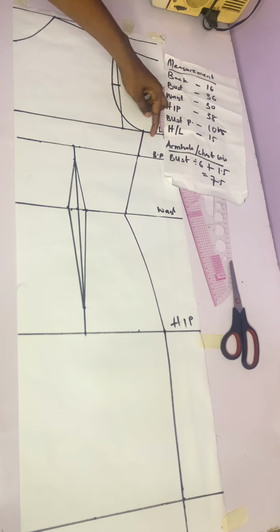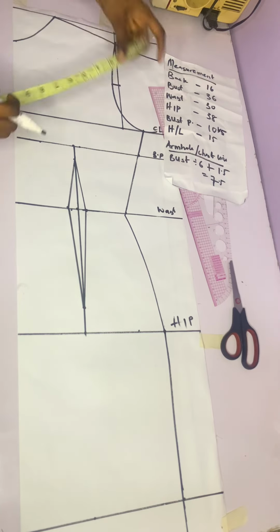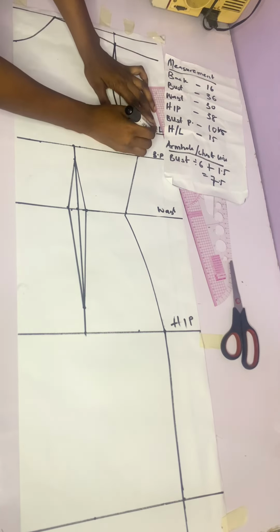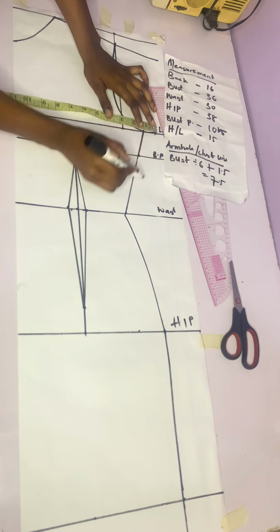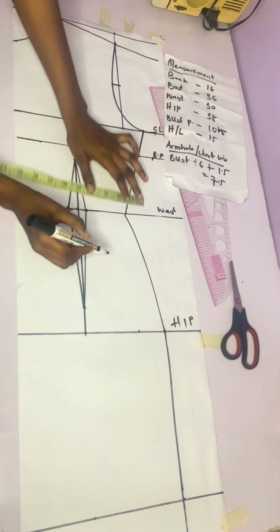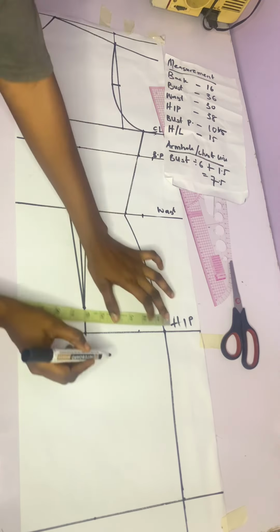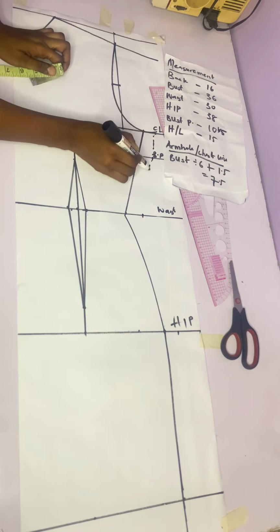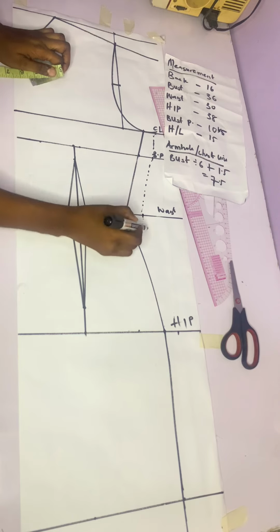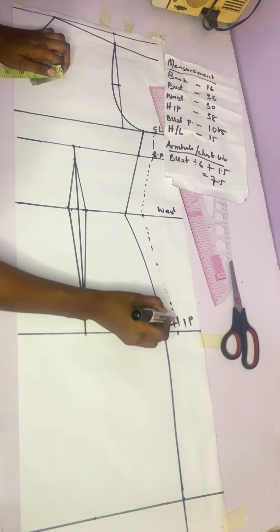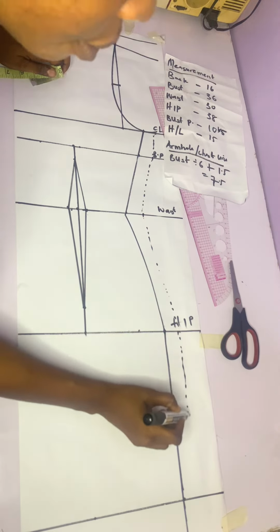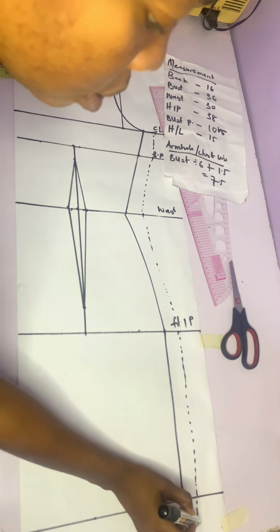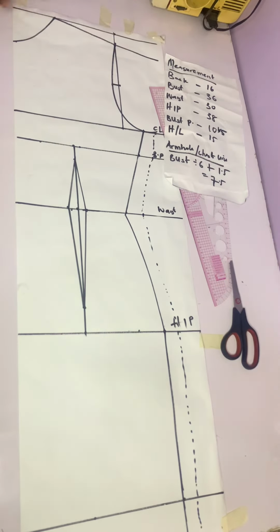So here we have the front parts. I'll just mark out my allowance. It's very, very important to add your seam allowance. Just trying to trace it down. When you are cutting on your fabric, you can add about 2. So this is our front.